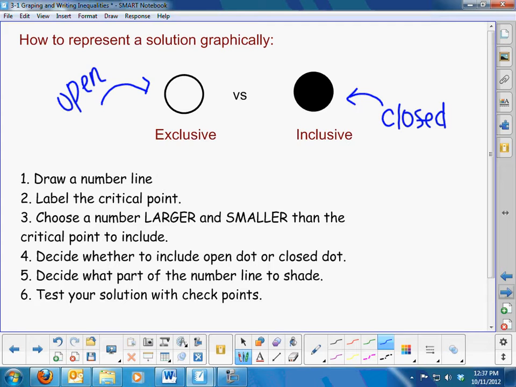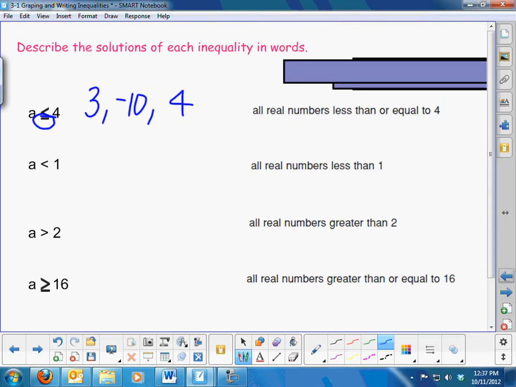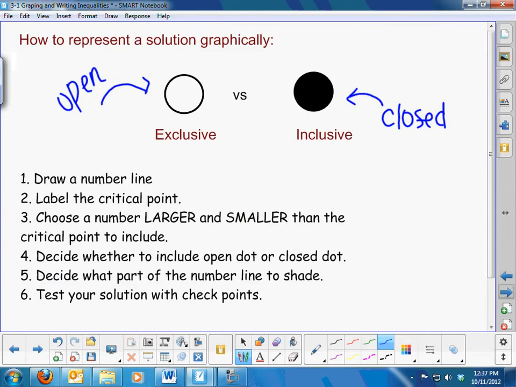Number 1, draw a number line. Number 2, label the critical point. The critical point is this number right here. These are the critical points, the numbers that are in our inequality. So we're going to label the critical point. We're going to choose a number smaller and larger than the critical point to include, and that's going to be on our number line.